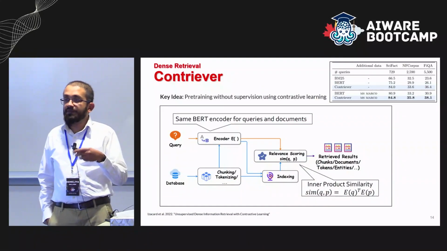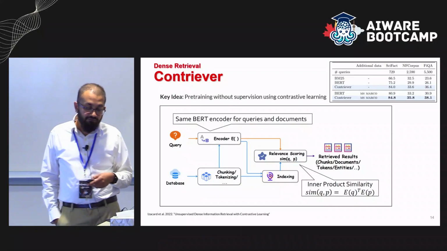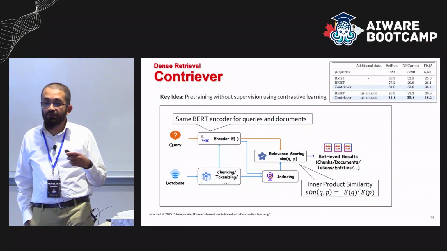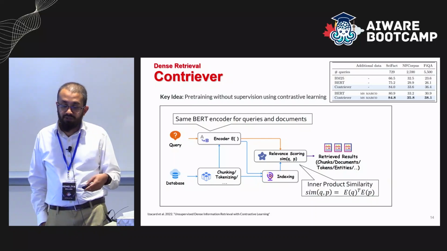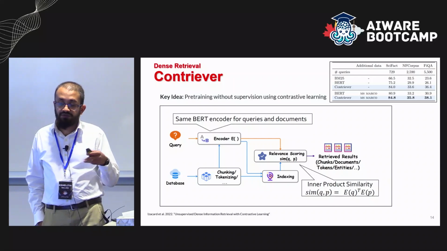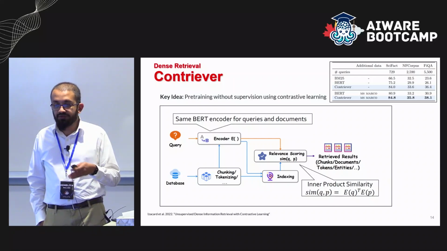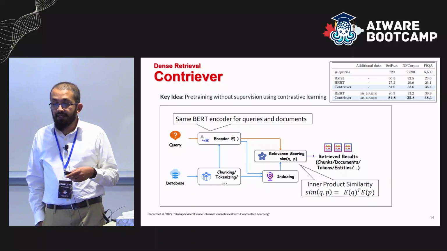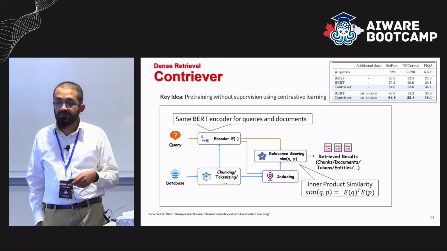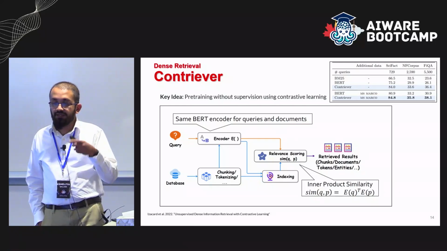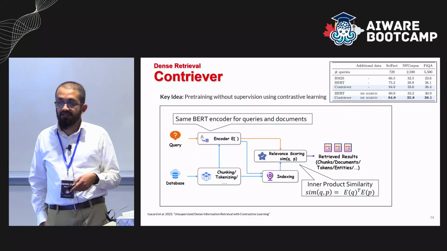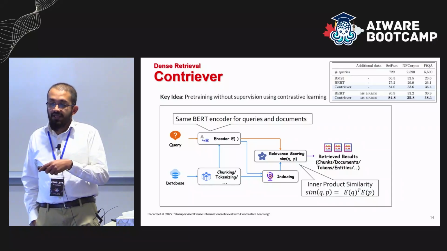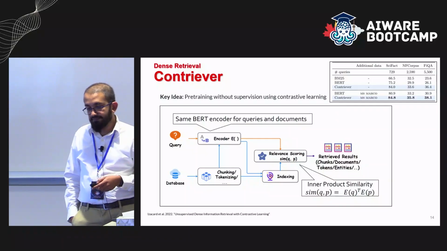So Contriever came up as an alternative. The key idea here is you don't use two encoders. You use only the same BERT encoder for encoding queries and the documents. You first have to chunk or tokenize the documents, do the encoding and put them in the database. And then you do a relevance scoring. When a query comes in, you compute the similarity and get the retrieved documents. Here also we use the inner product similarity. As you can see on the right side, it achieved very good results.